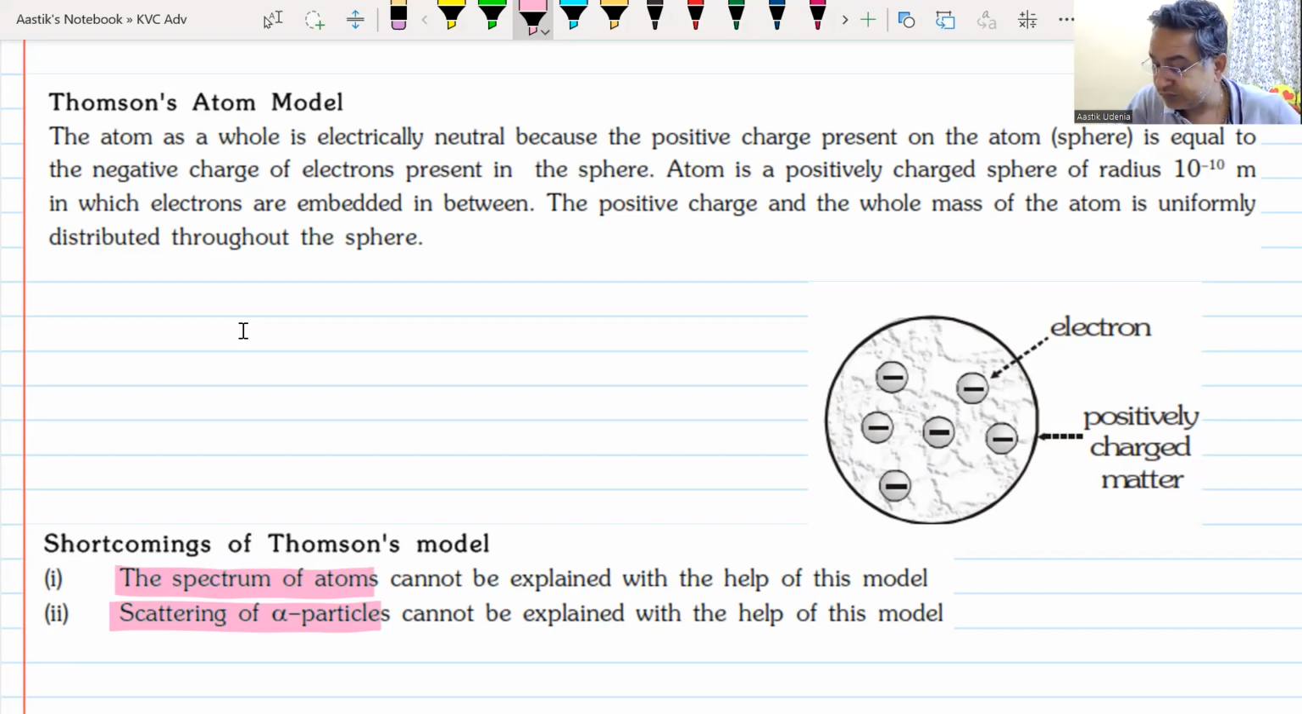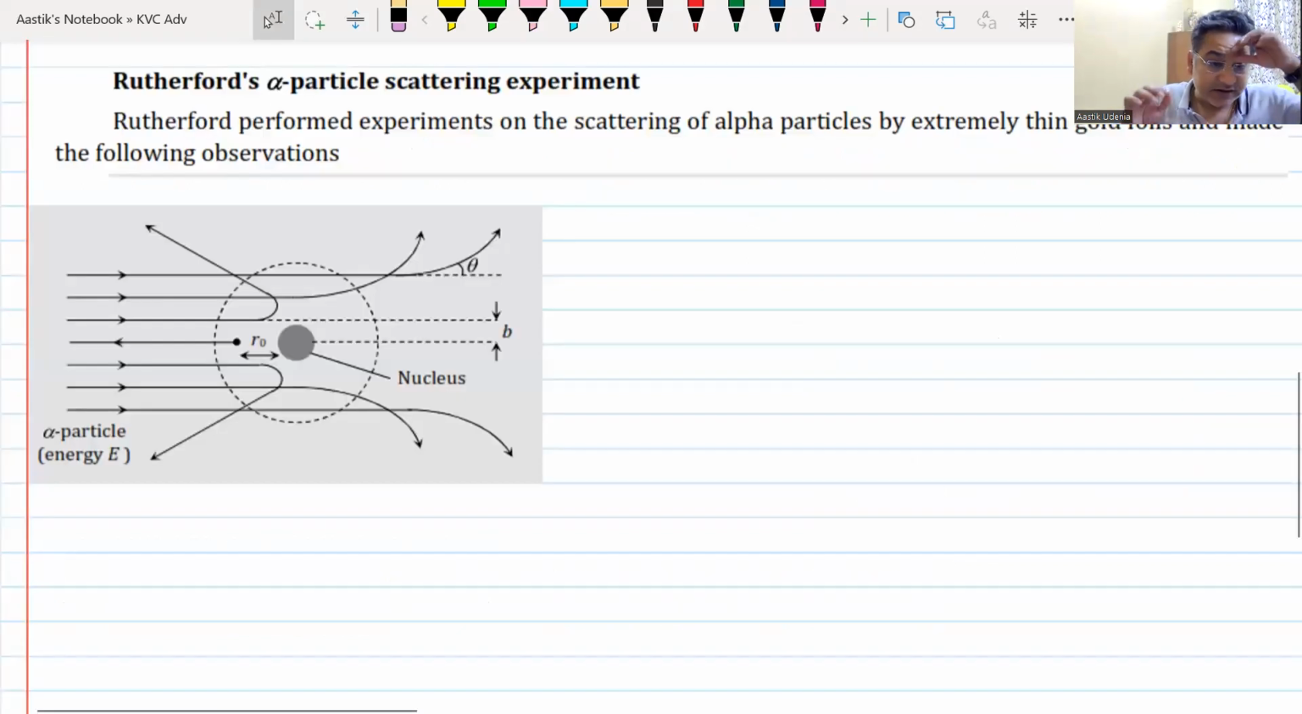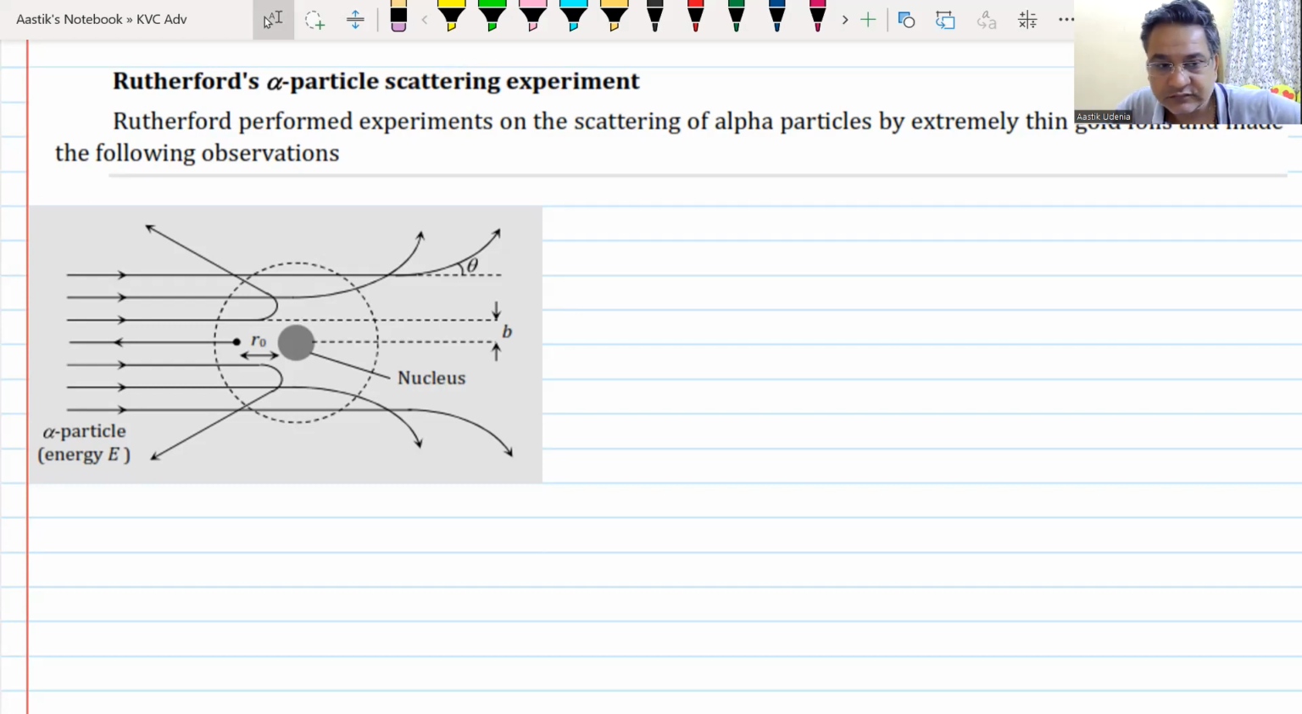So what was there in this experiment? Can anyone explain what was happening here? One out of 10,000 alpha particles is reflected back at a 180 degree angle, that is straight back, and the majority of the alpha particles have penetrated through the foil.